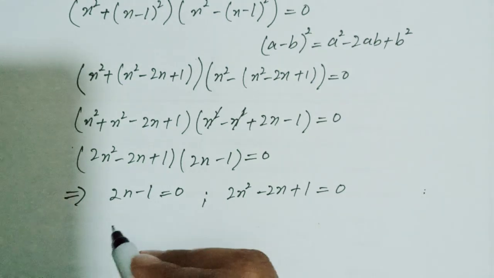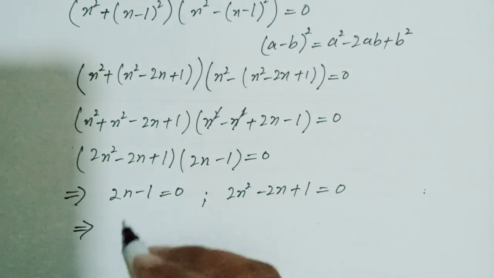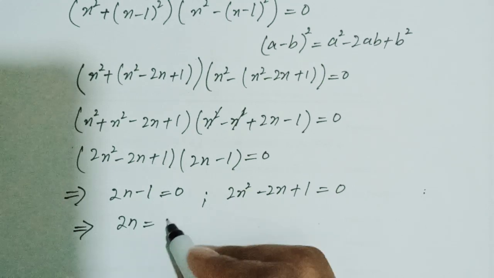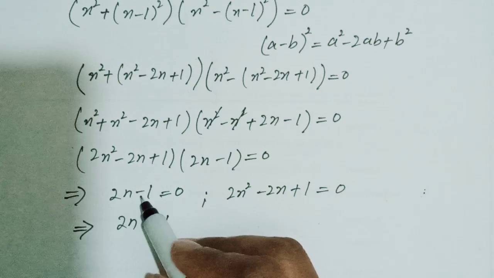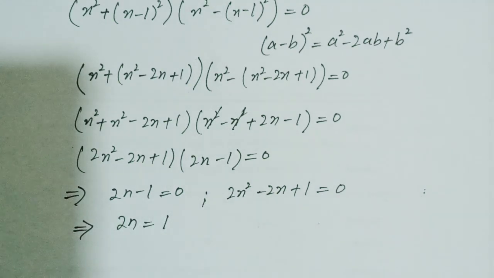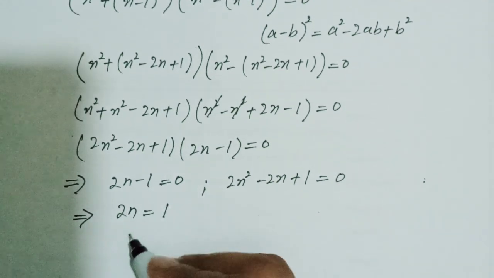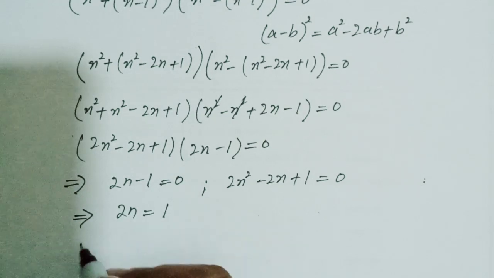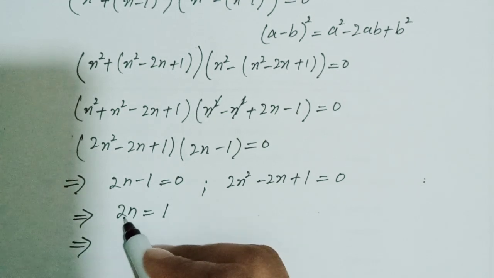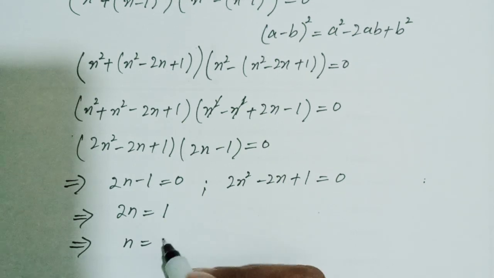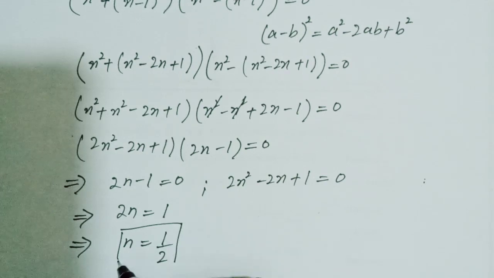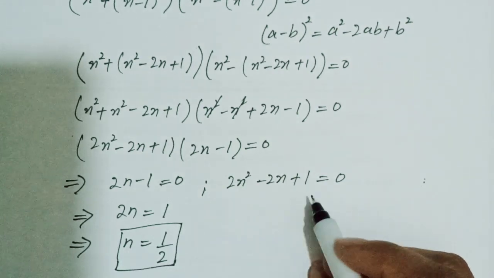2n minus 1 equals 0. This implies that 2n equals 1. I shift the minus 1 to the right hand side, so its sign is opposite. Minus will become positive plus. So here I can find 2 is multiplied with n, it is divided to the opposite side. So n equals 1 by 2.